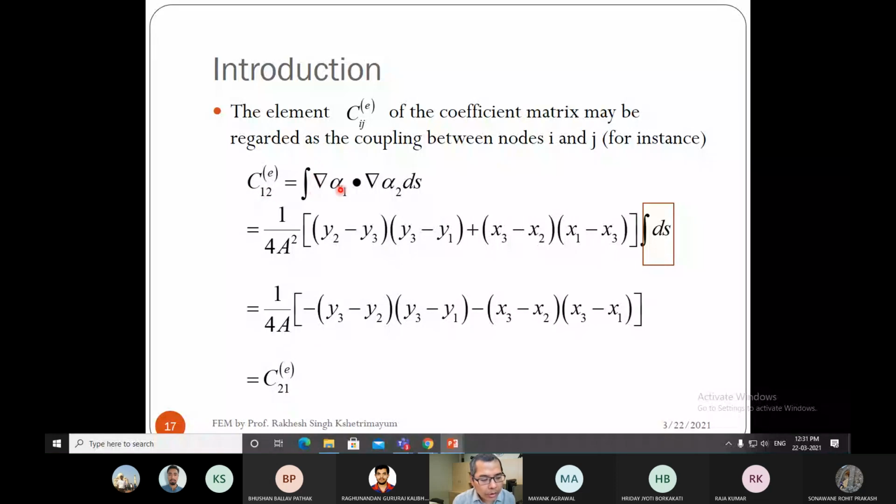Instead of finding del of alpha 1 dot product with del of alpha 2, you have to find del of alpha 2 dot product with del of alpha 1 ds. So you'll get the same value here. C12 is equal to C21.